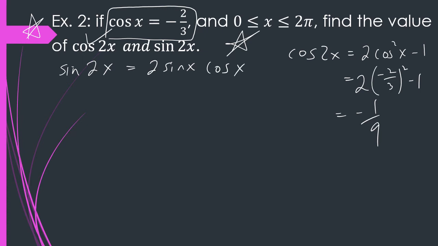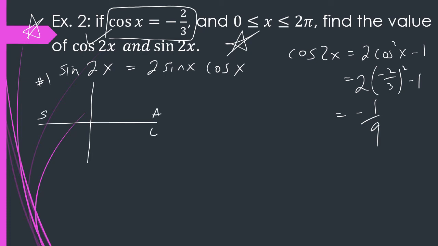I don't know what sine x is, so I've got to figure it out. And because I have to figure out what sine x is, there's actually going to be two solutions. So let's do solution number 1 here. Cos x equals negative 2/3.